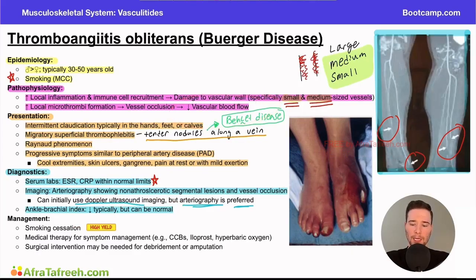Now, when we think about the management here, just to wrap back to the beginning of the video, we talked about the most common cause of this condition is smoking. So what's a really important management strategy? Well, it's going to be smoking cessation. This is a very high yield component, right?